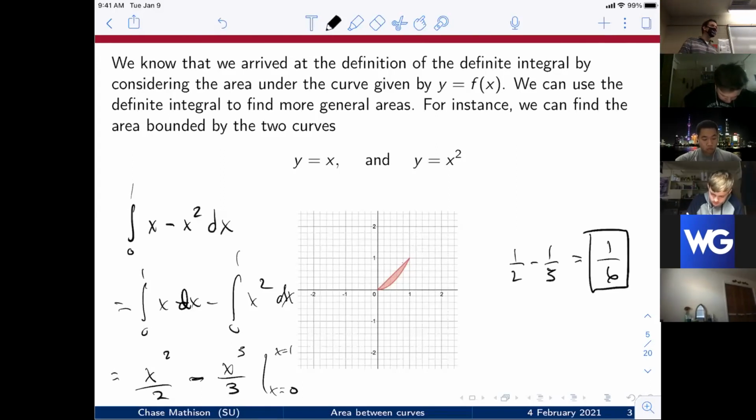So all the problems I do today, for the most part, really boil down to this. Take the integral of top line minus bottom line. There are a few hiccups that we're going to talk about, but for today, this is really as complicated as it gets. Okay.